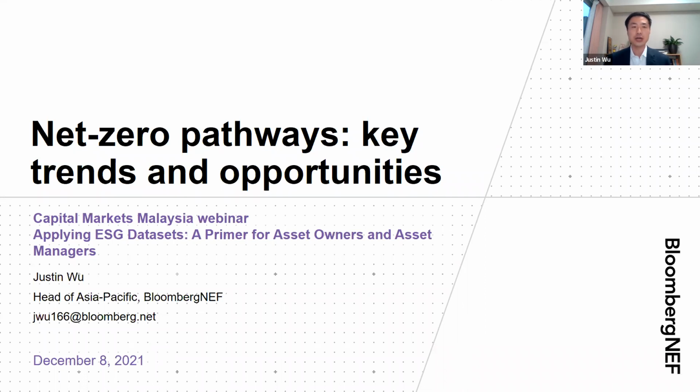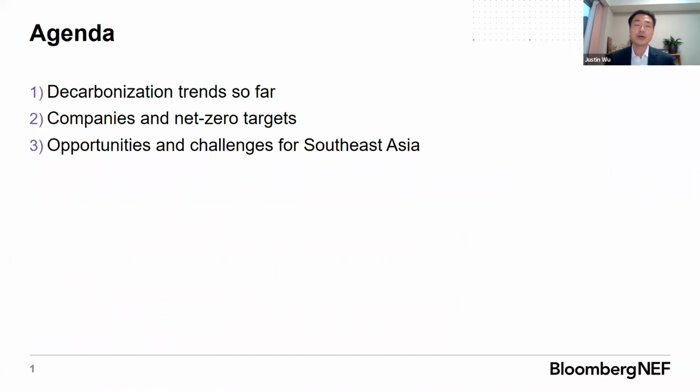So for my presentation today, I'm going to walk you through three major areas. First, I want to take a look at decarbonization trends so far. So where is the world right now in terms of our pathways? I'll talk a little bit then about companies and net zero targets. So what actually makes a good net zero target from a company, and what do we observe from companies that have set these net zero targets so far? And then finally, I'll share some thoughts in the specific context of Southeast Asia. So what are some opportunities and challenges, particularly for companies and for the wider region in general for Southeast Asia?